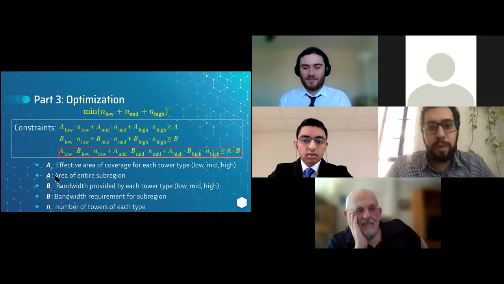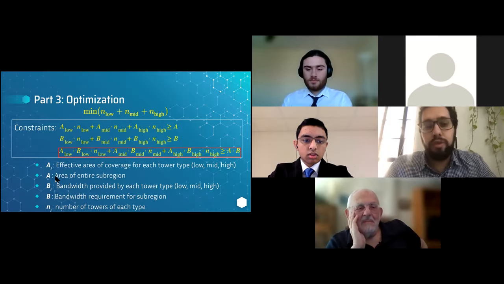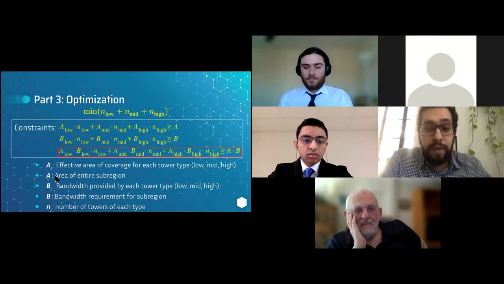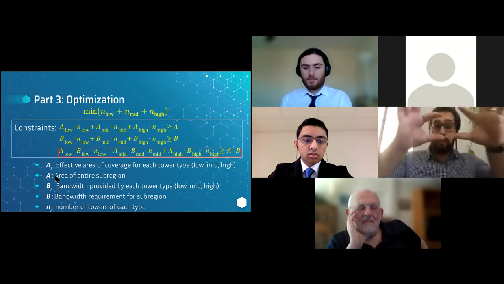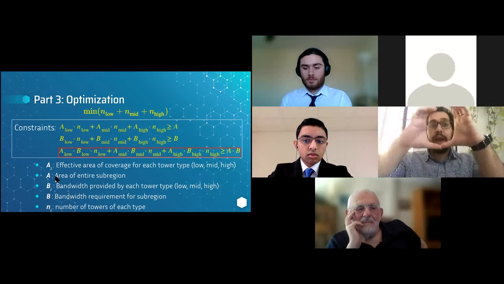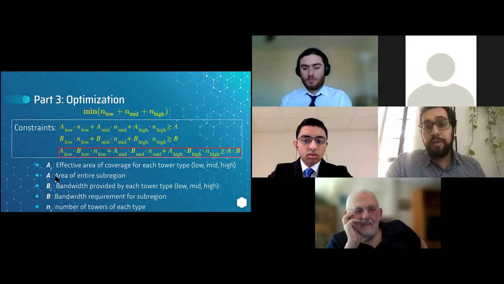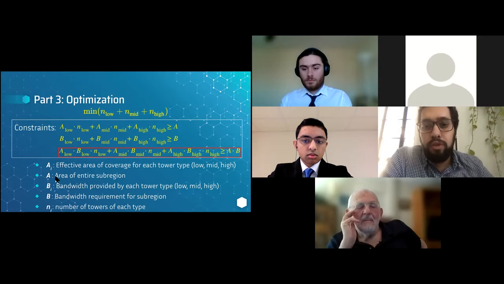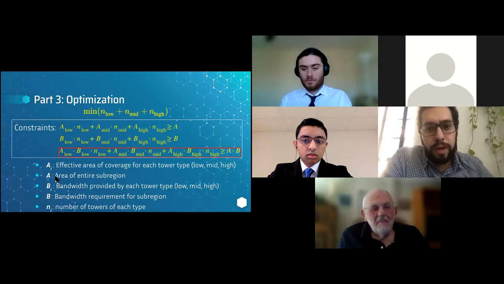Actually, I'd like to ask a question about that integer programming model. You simplified subregions by focusing on the area, and then we needed to cover a certain amount of area. But your model wouldn't distinguish between, say, a very oblong region and a round region, which might affect the number of towers you need to cover those regions. So I'm just wondering, given more time, would it be possible to account for the shape of the region in your part three model, and how might you do that?